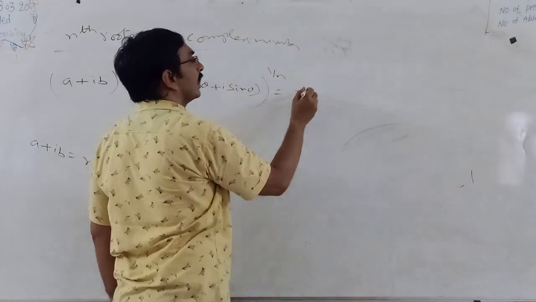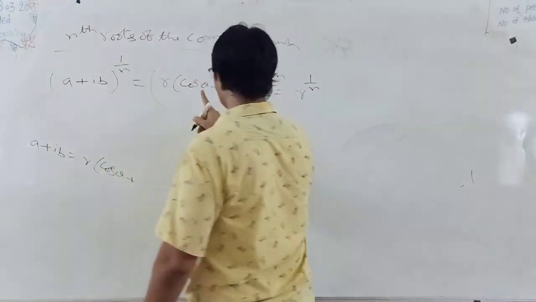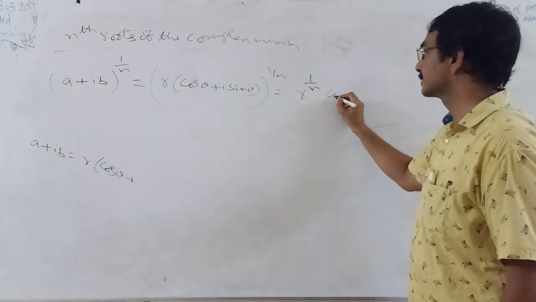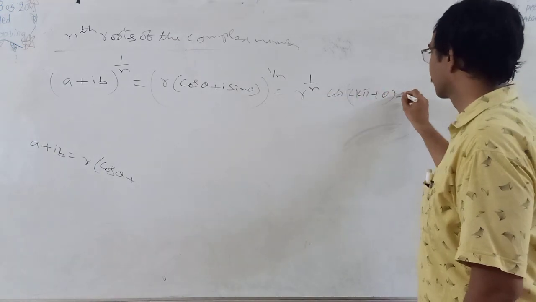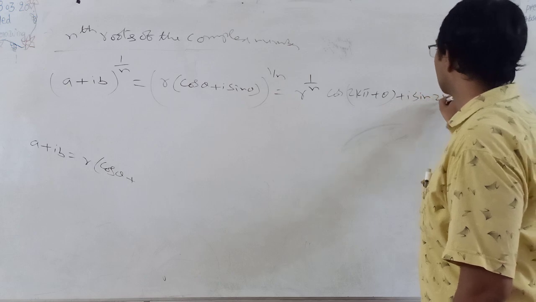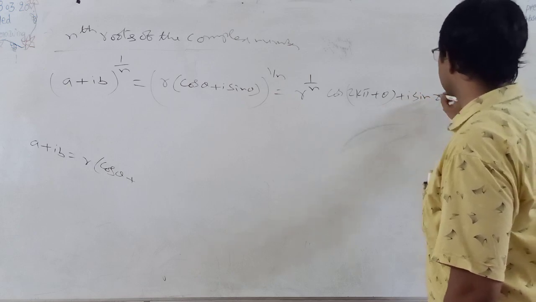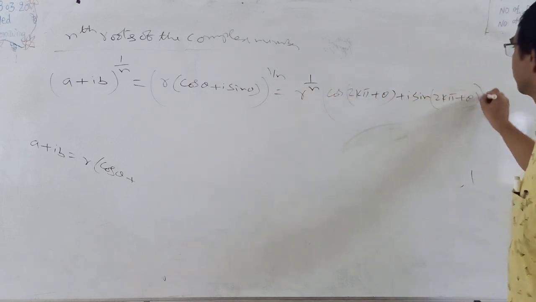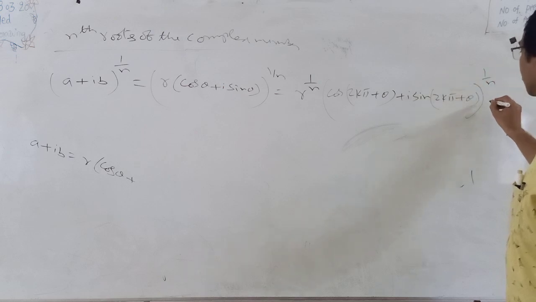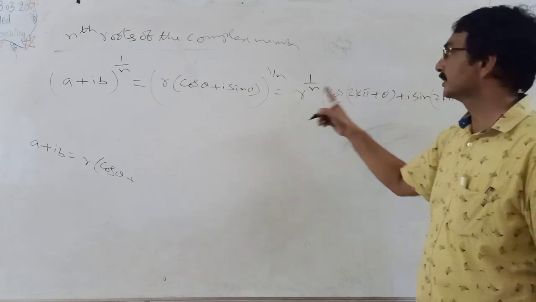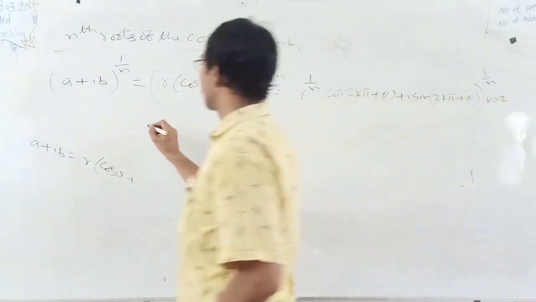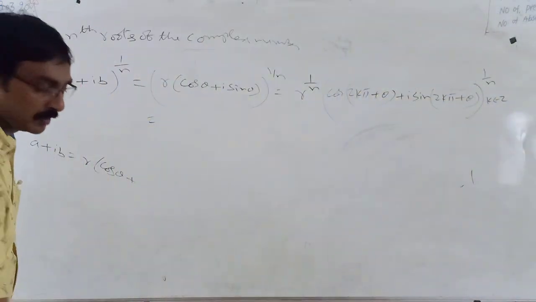This is equal to r power 1 by n into cos theta, which can be expressed as cos of (2k pi plus theta) plus i sin of (2k pi plus theta), whole power 1 by n, where k belongs to Z, for any integral values of k these are equal. Now apply De Moivre's theorem.